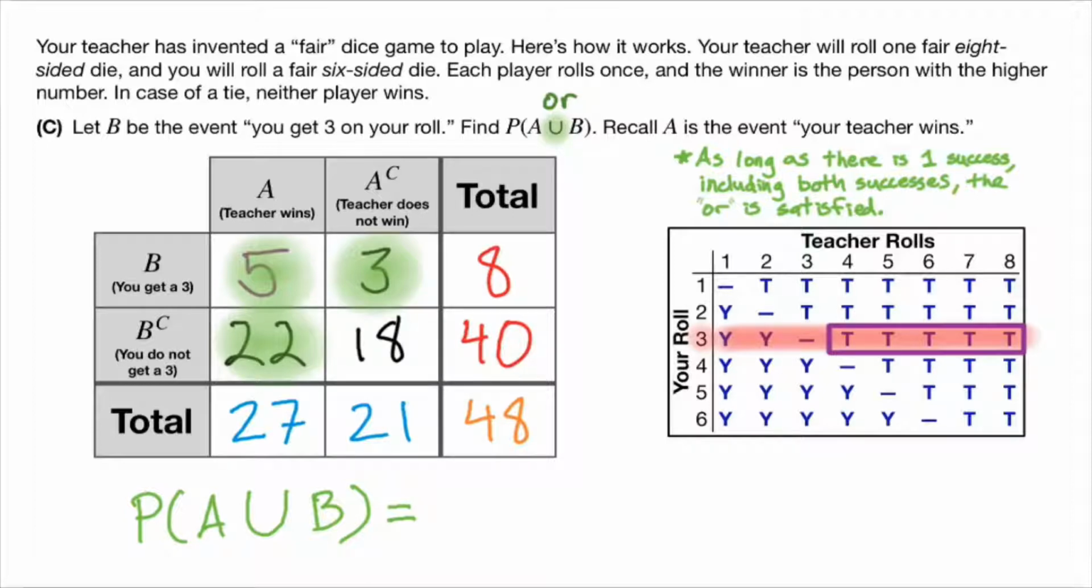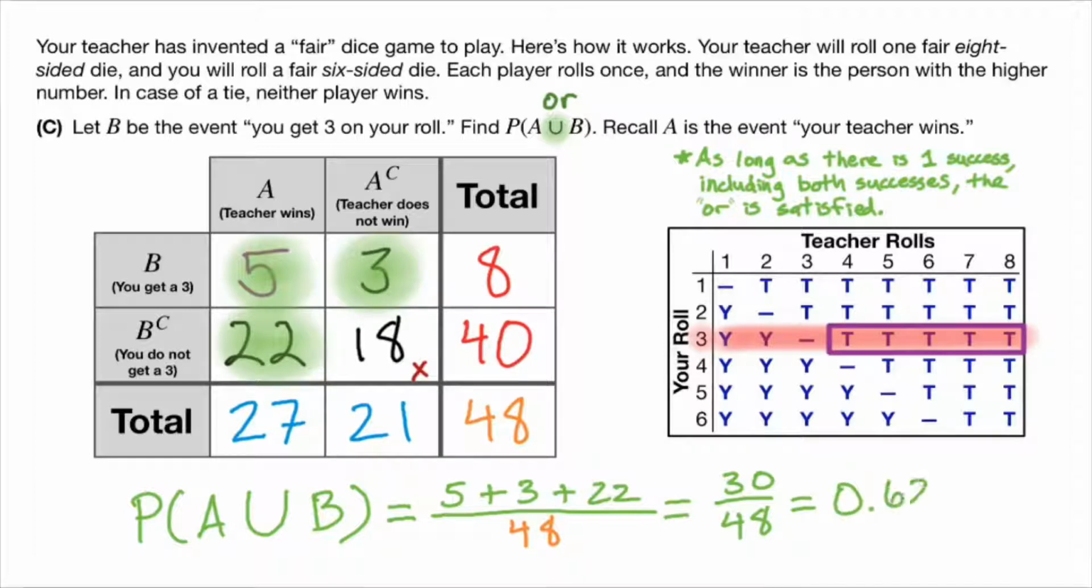But that 18, it's when A is not a success, nor is B, so it is not a part of our OR statement. So for our numerator, I need to add up the 5, the 3, and the 22 because that is my total number of successes, and then just divide by our total number of possibilities, which is 48. So we end up with 30 over 48, or 0.625. Some of you might be familiar with a formula to determine the OR probability. I cover that in another one of my probability videos. The link to that video is linked in the description below.